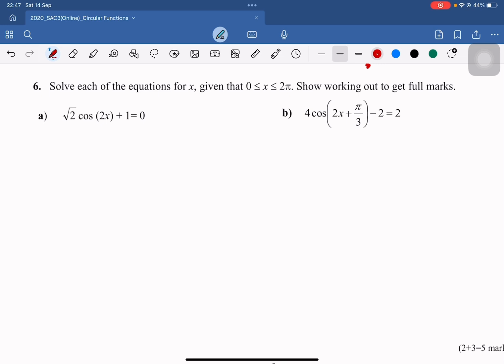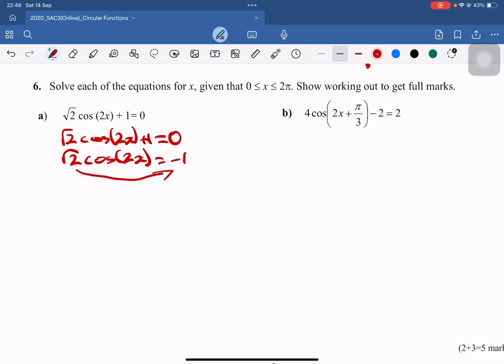Okay, solve each of the equations for x given this domain right here. So we're going to solve for x on the unit circle as we did before. So root 2 cos 2x plus 1 equals 0. Move 1 to the other side and makes it negative 1. And as I said before, because root 2 is in a times relation to cos, you get rid of it, move it to the other side by dividing it. So you get cos 2x equals negative 1 over root 2.